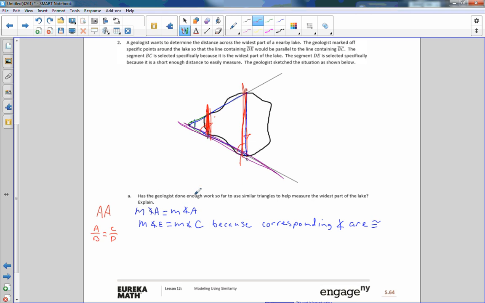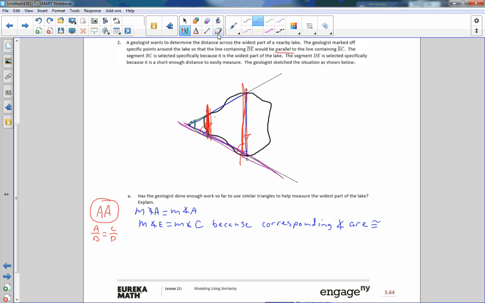So has he done enough work to show similar triangles? The answer is yes. Because we know this, the answer is yes. He has done enough work, because we're using angle.